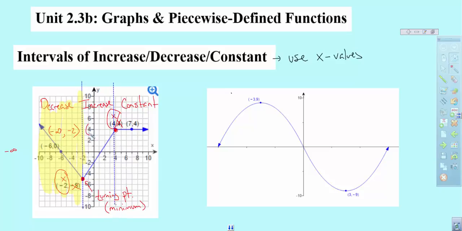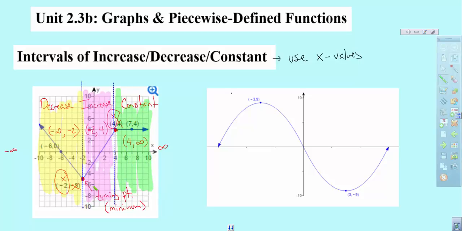So my increasing interval occurs from negative 2 and goes to positive 4. And that's going to be this interval right here. Remember, I'm describing it in terms of the x values, so I go from negative 2 to positive 4. Those x's will make my function increase. Last but not least, from positive 4 on out forever and ever, I'm in an interval of constant, or a constant interval.